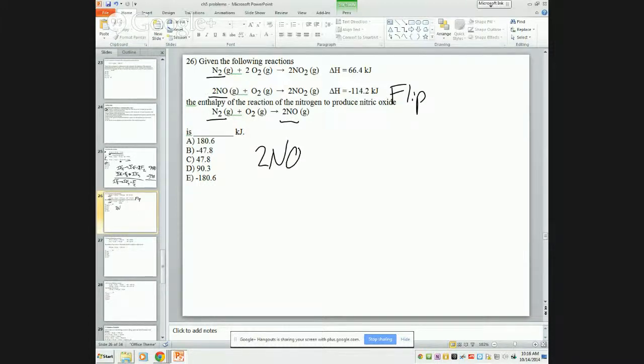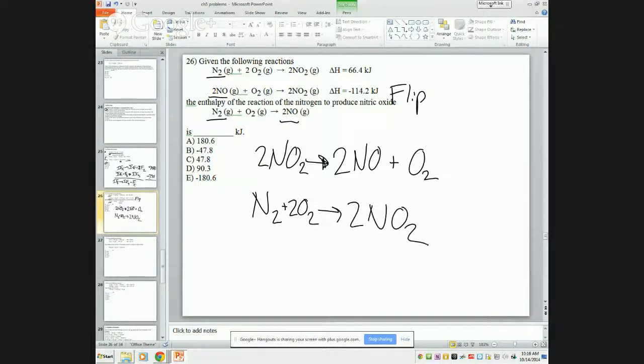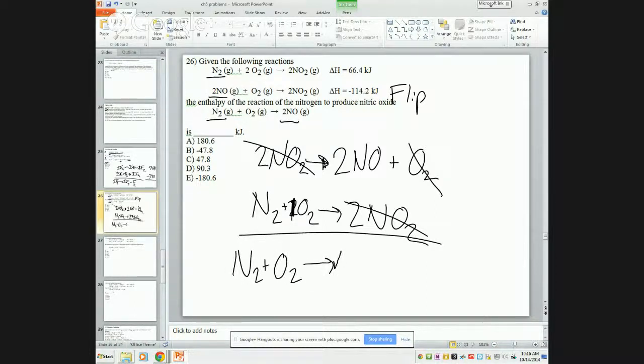I get 2NO2 arrow 2NO plus O2. And now it looks like I can leave the first reaction how it is: N2 plus 2O2 gives me 2NO2. So now we got to cancel out what's on both sides of the equation. I got 2NO2 on the right, 2NO2 on the left. I got 2O2 over here and 1O2 over there, so I can get rid of one of those. And hopefully I'm left with the reaction that I was trying to get: N2 plus O2 gives me 2NO. For this reaction here, if I had to flip it, that means I got to flip the sign. So I got positive 114.2 kJ.